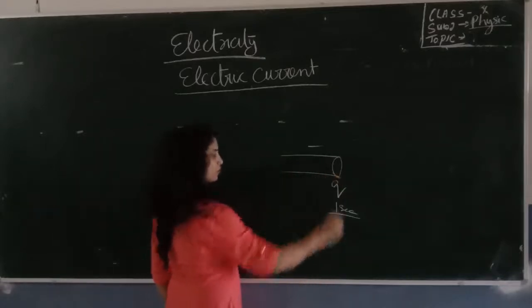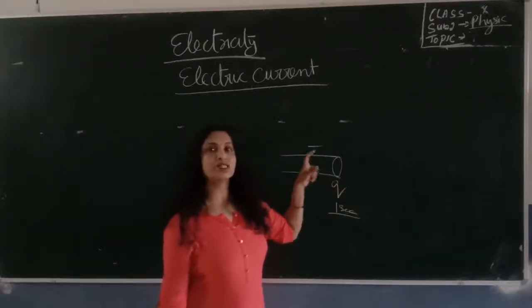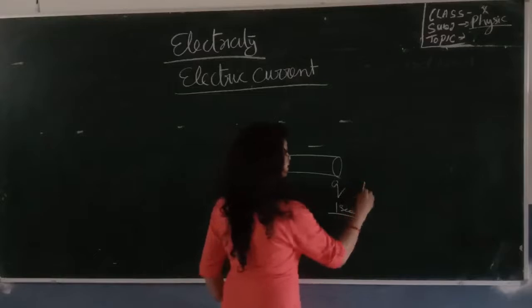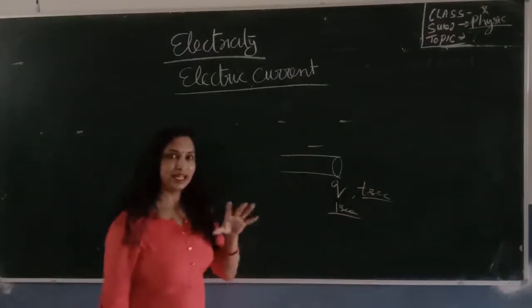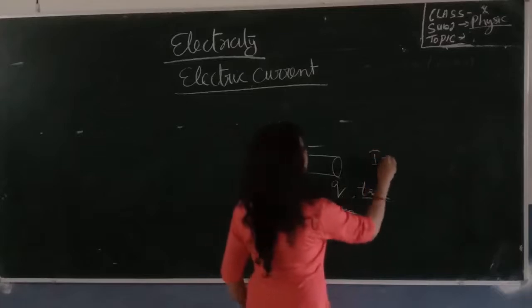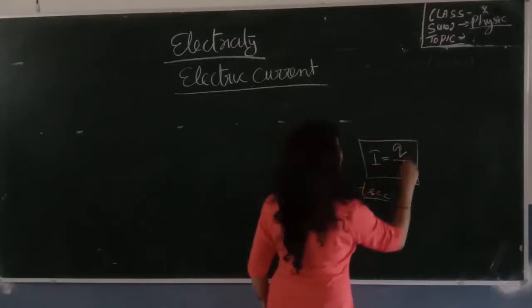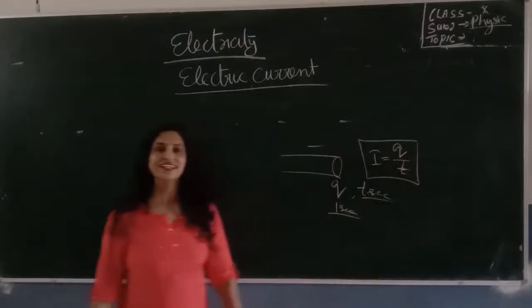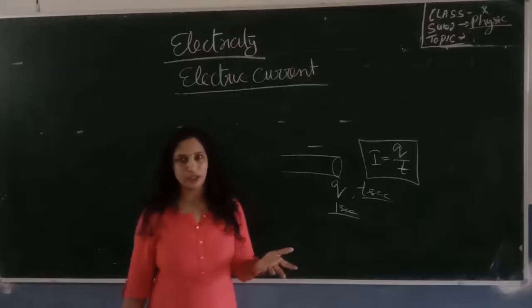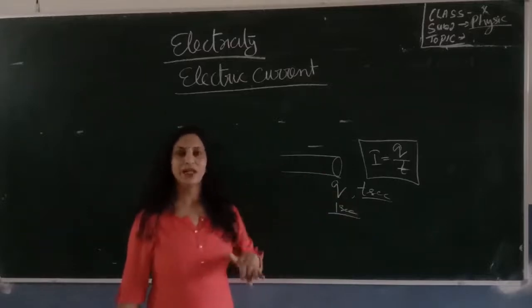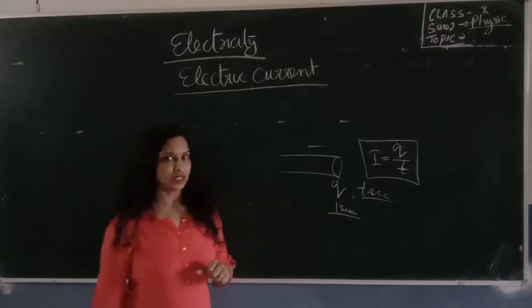Or we can also explain it like this. If this is a cross section and Q coulomb of charges is flowing through this cross section in t seconds, then we can say that the current through the wire, I, is equal to Q upon t. So we can define electric current as the rate of flow of charge. What does it mean by rate of? Rate of means magnitude divided by time, or we can say the charge per second is called current.